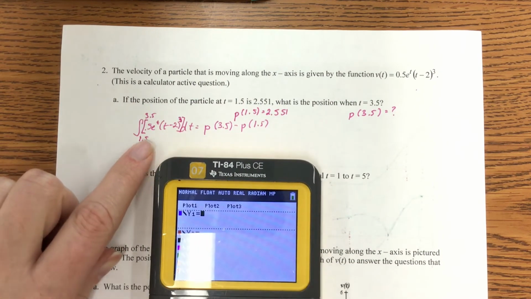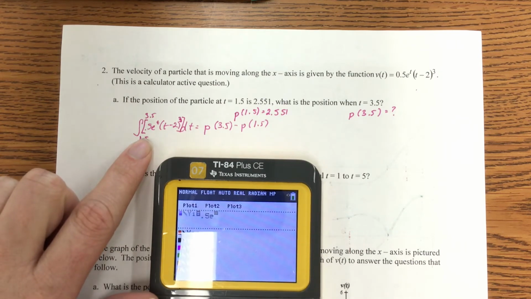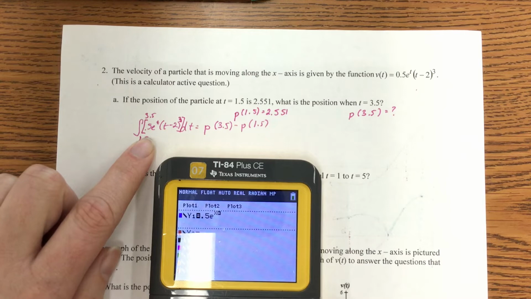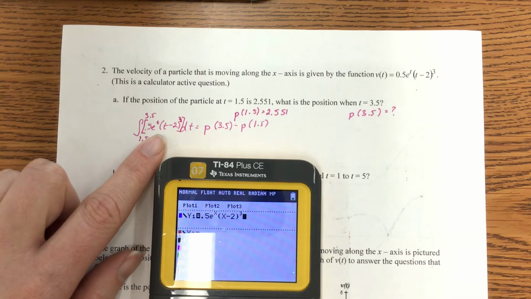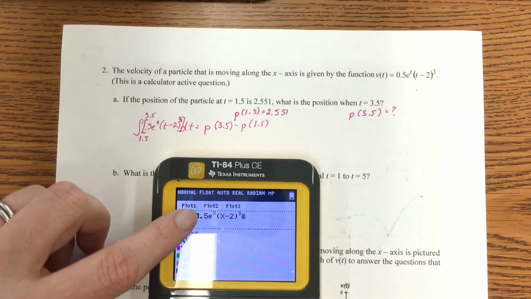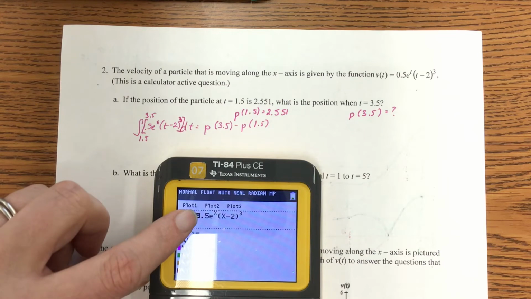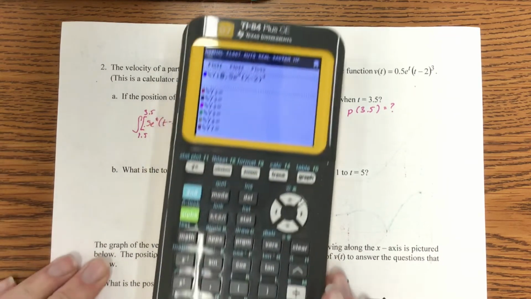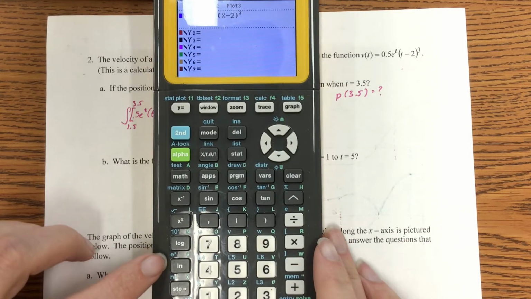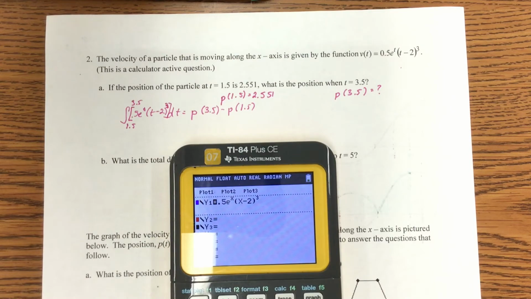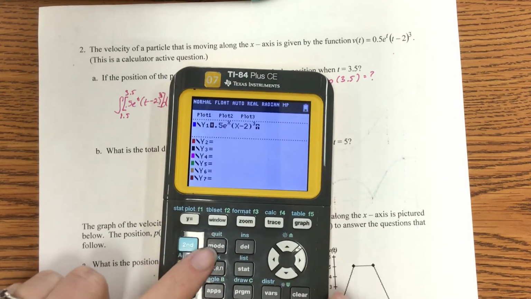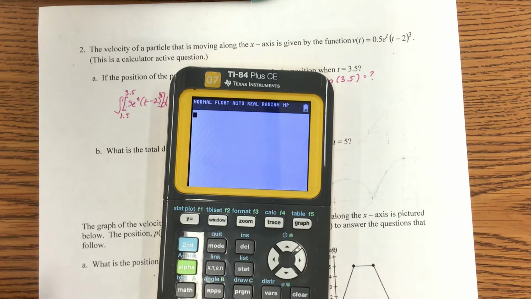So I'm gonna take y equals and plug in 0.5 e to the t, well, x. Move over, parentheses, t minus 2 to the third power. Okay, matches, that all looks awesome. Most common mistake I remember from last year was putting 5 instead of 0.5. Silly stuff. The e is down here on the natural log. You have to press second to get to it. Cool, so that is our y1. We're gonna quit out of this by hitting second and then mode to quit, getting back to our main screen.